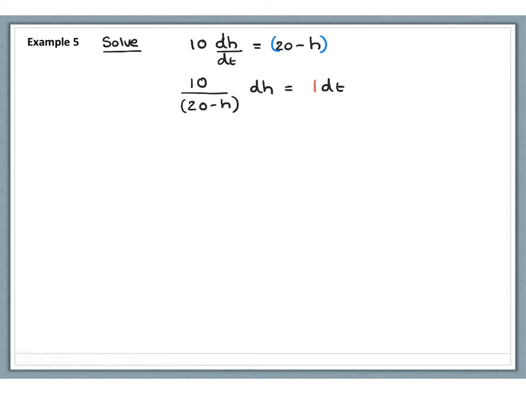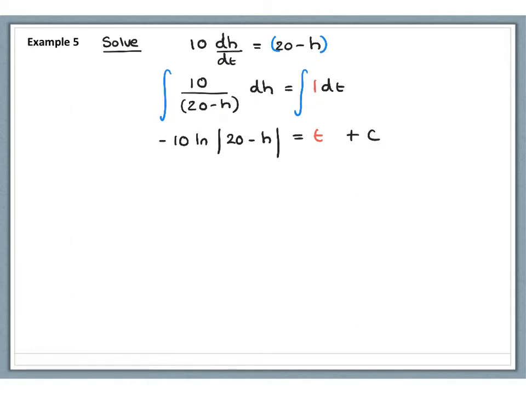Let's put in our integral signs. The factor of 10 could belong on either side, it doesn't really make any difference. Now we can see we have an integral on the left hand side that's going to result in a ln, or a natural log answer. So this will give us negative 10 ln mod 20 take away h, and on the right hand side we simply have t plus a constant.